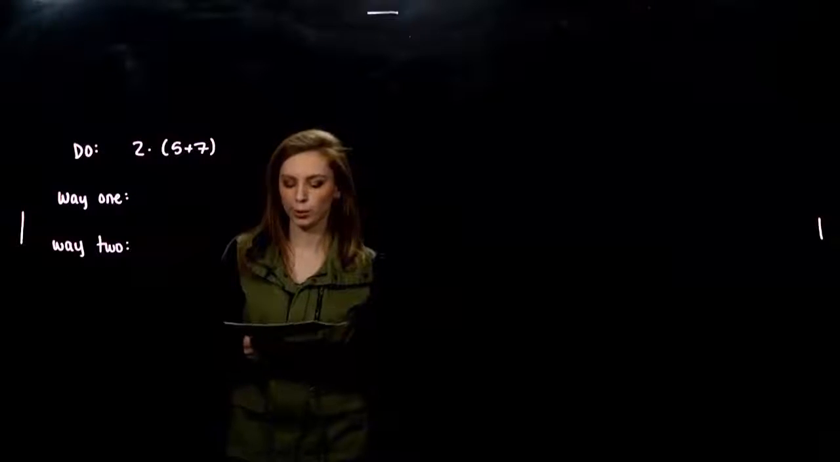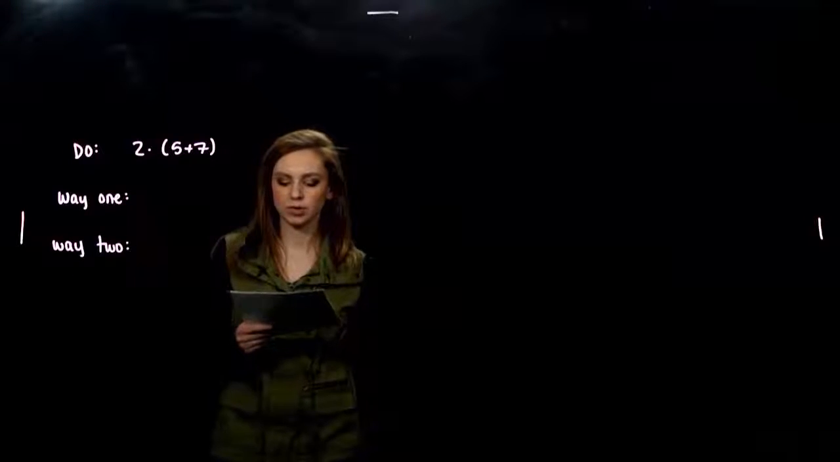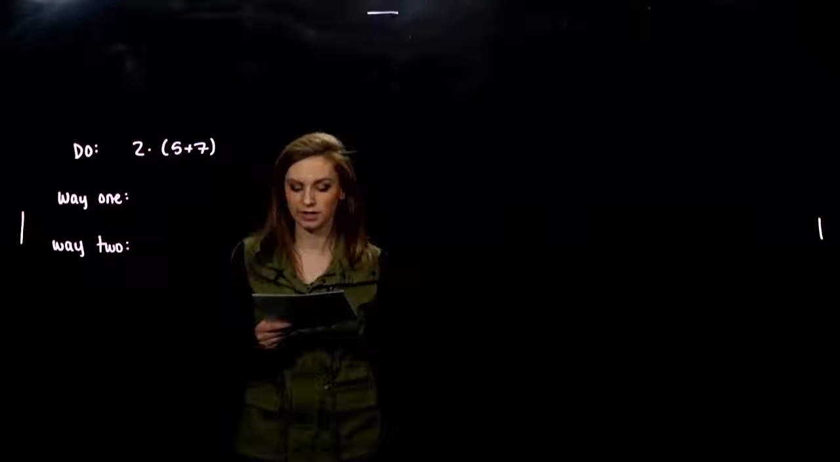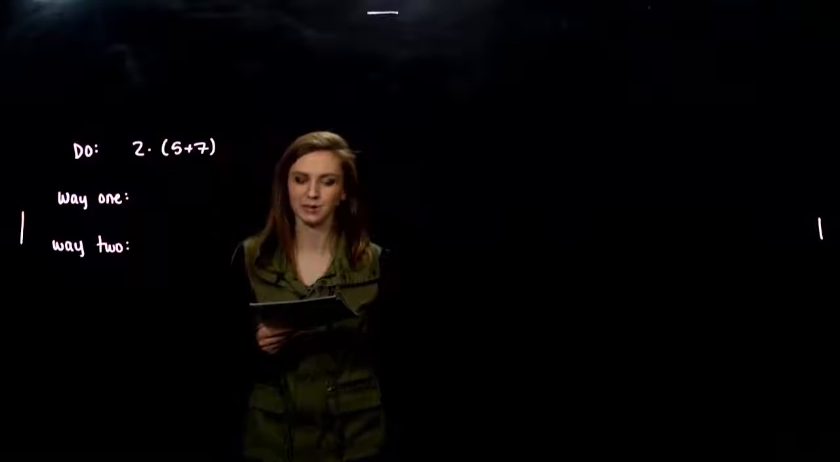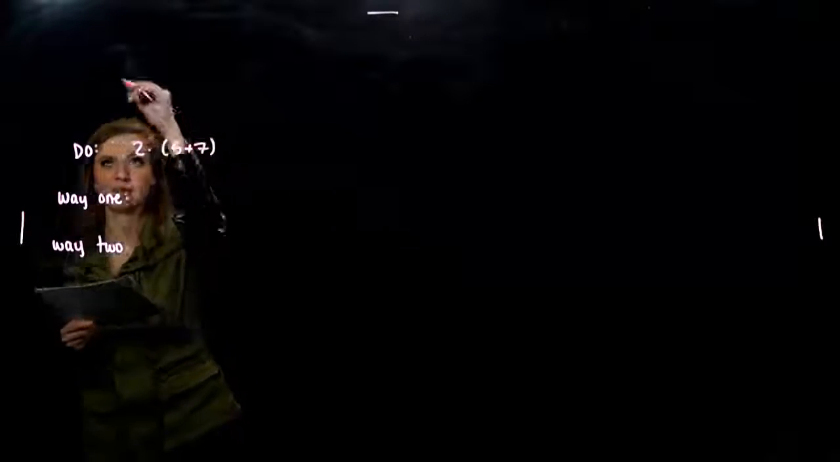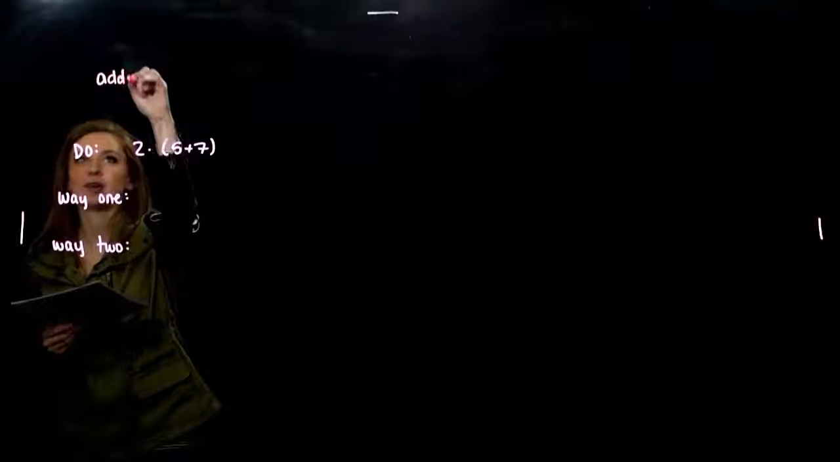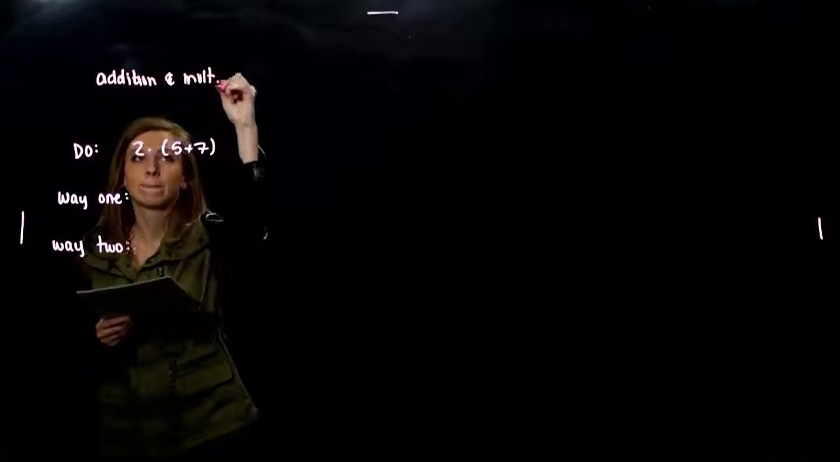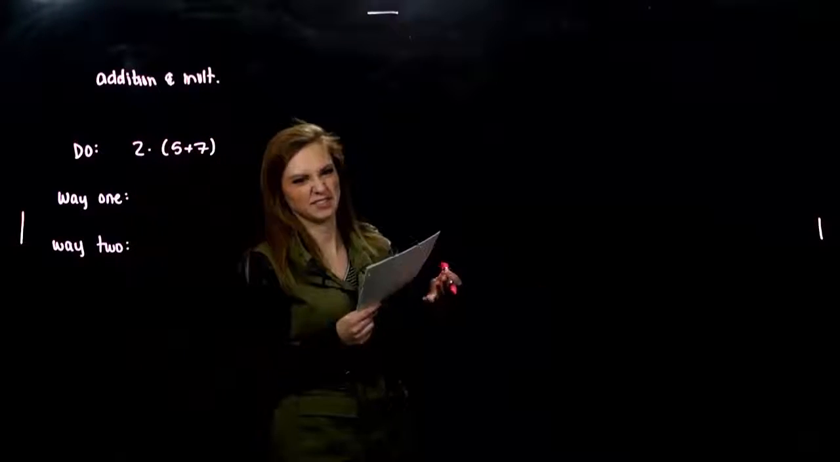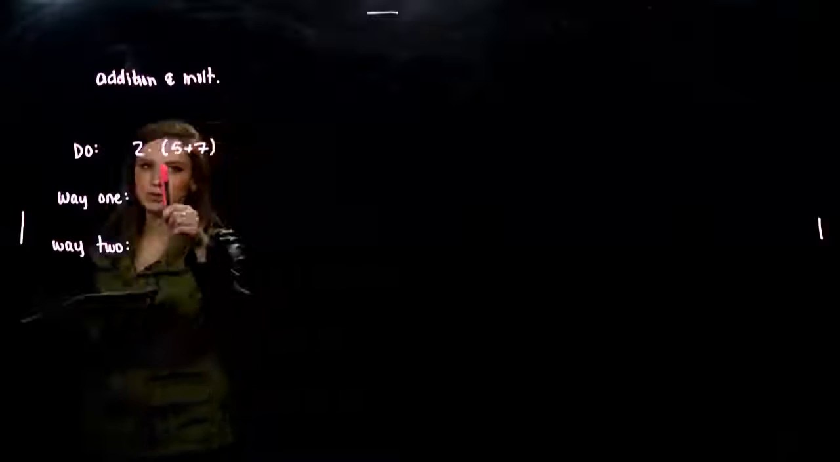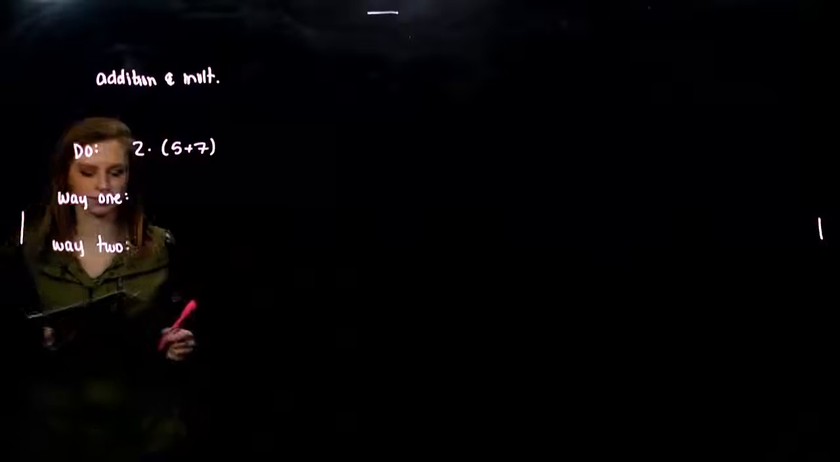So working with some more laws, what does the distributive law of multiplication over addition involve? What do you think? Multiplication over addition involves both addition and multiplication, but in different ways. So, we want to compute 2 times (5 plus 7), and we want to do it in two different ways.